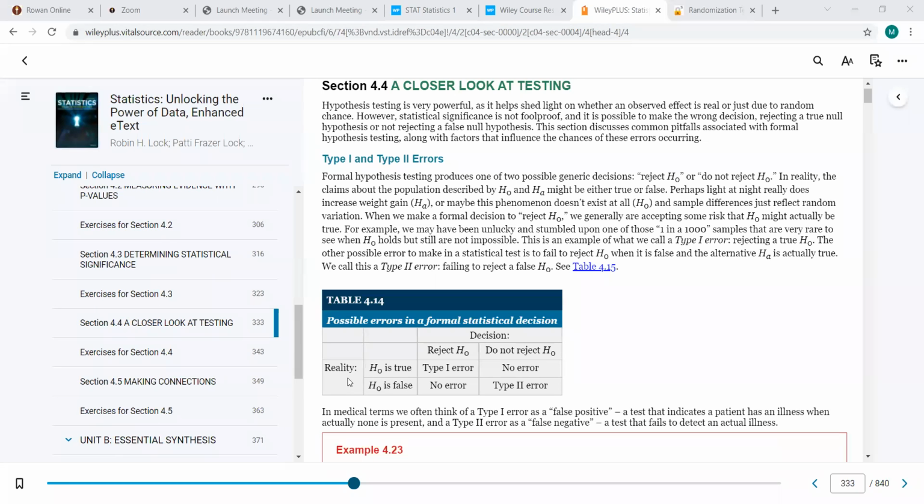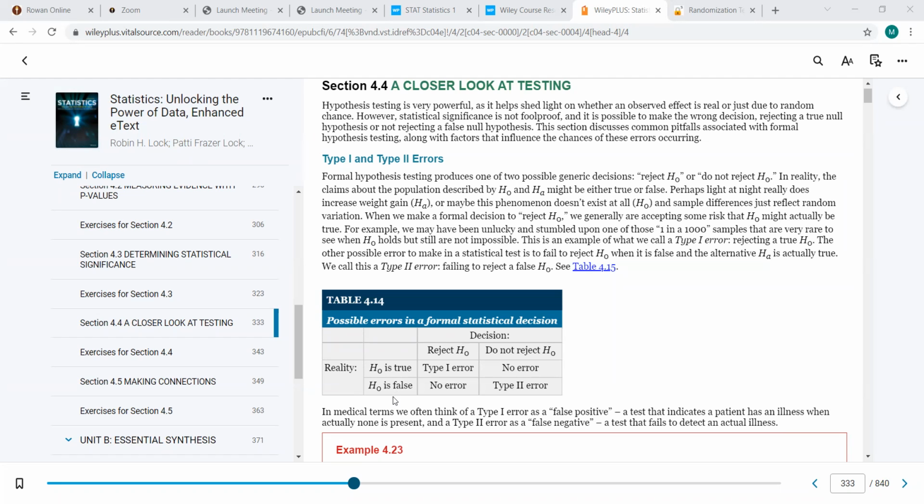So the test is being done because we don't know anything about the population. We're running the test on a sample of the population, and we're trying to come to some conclusion based off the sample, but we don't know reality. In other words, we don't know in reality for the whole population whether the null hypothesis is really true or really false. We don't know that.